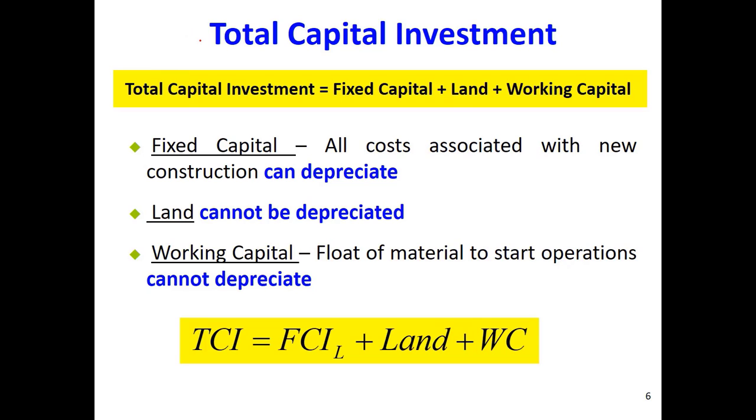Okay then, total capital investment. The total investment that we need to put into a factory has three parts: fixed capital, land, and working capital. Working capital is the money that you need to put in to start the process. So we have fixed capital investment, buying the land, and working capital. Fixed capital is for equipment, utilities, offices, all those expenses that you have at the beginning.